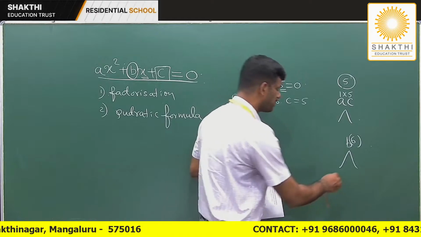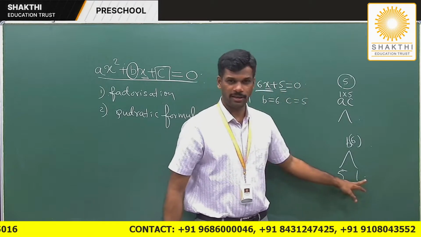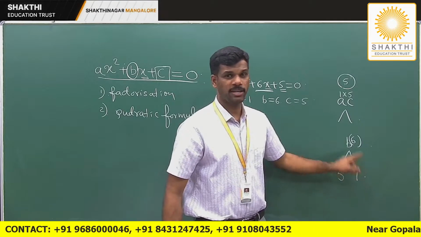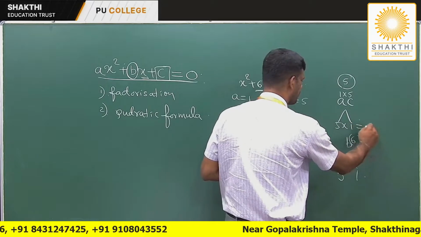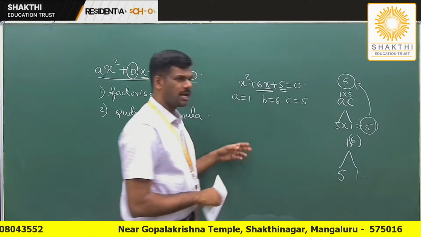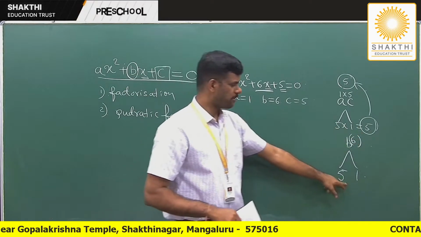So I go with 5 and 1. If I add 5 and 1, 5 plus 1 is 6. If I multiply 5 and 1, I get 5. So my concept is satisfied here. I have got two factors. The factors are 5 and 1. If you add 5 plus 1, it is 6.